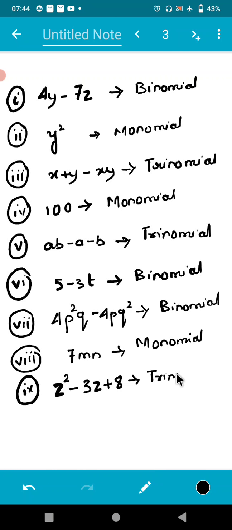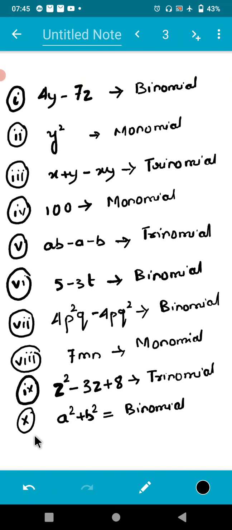So it is trinomial. And the last sum for today's session, which I will explain, is number 10, which has a square plus b square. Again we see that there are 2 terms and each term has a different algebraic factor. So we'll say this is binomial. Okay. So question number 11 and 12, try it on your own.